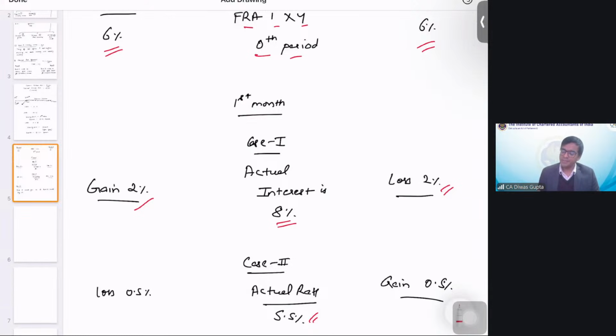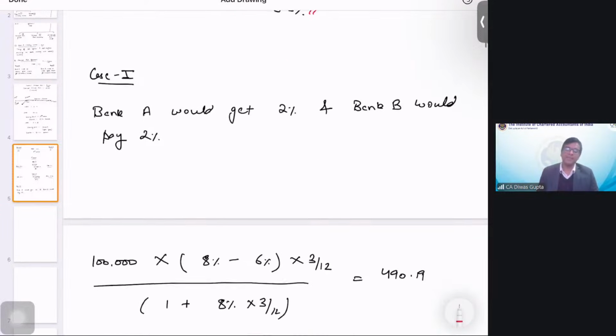Similarly, if there is a discussion from the perspective of bank B, so bank B is in the investing position. 5.5% is the actual rate, 6% is what they are going to invest at. So because of this commitment, there is a 0.5% gain that has come to bank B.